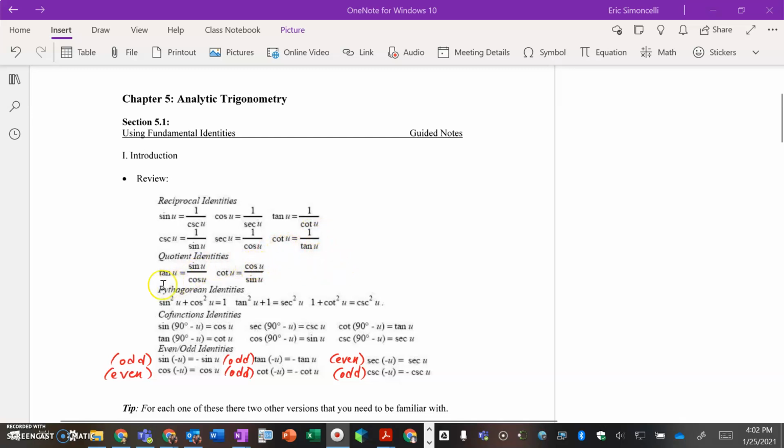The quotient identities: the tangent of u is equal to sine of u over cosine of u, while the cotangent, of course, is the reciprocal of that, so cosine of u over sine of u.